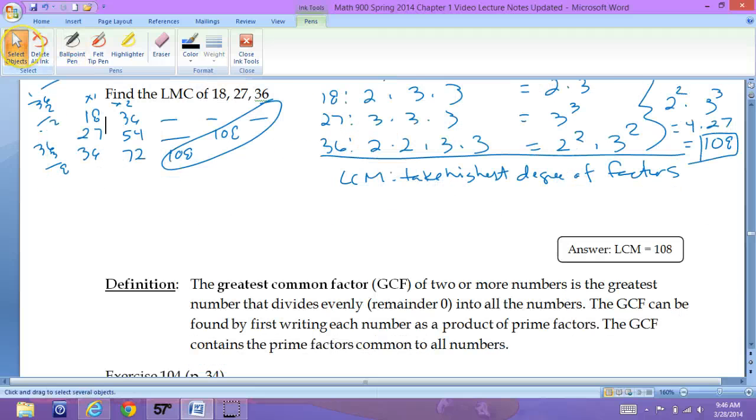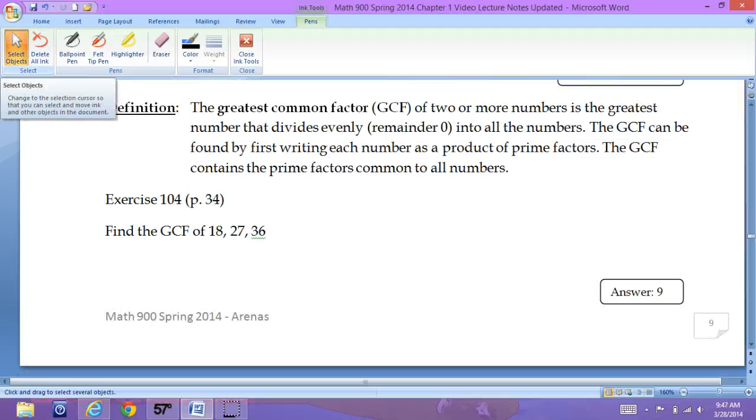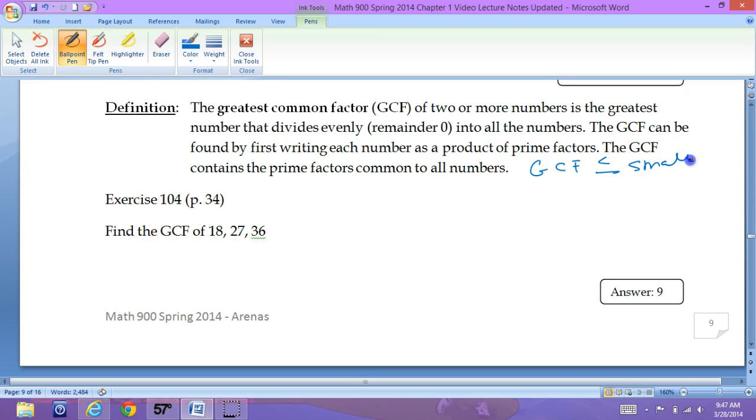So the end result is that the LCM is in fact 108, and matches our little answer box here. Now we're going to compare that to the GCF. The greatest common factor, GCF, of 2 or more numbers is the greatest number that divides evenly, and I mean with a remainder of 0, into all the numbers. The GCF can be found by first writing each number as a product of prime factors, and then the GCF contains the prime factors common to all numbers. And the one thing I left out here is that the GCF should be less than or equal to the smallest number.